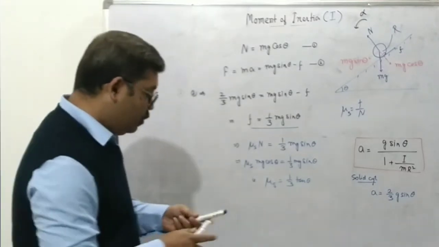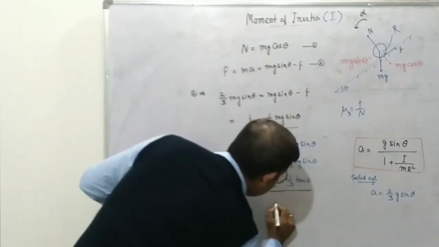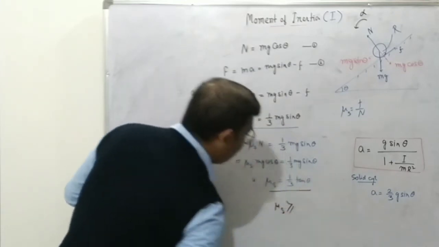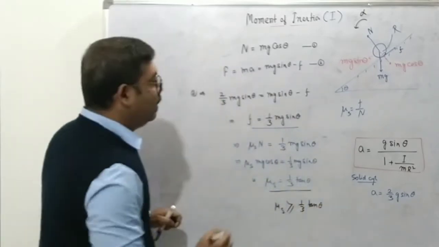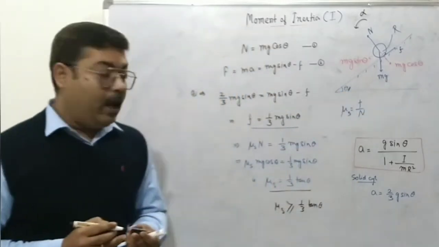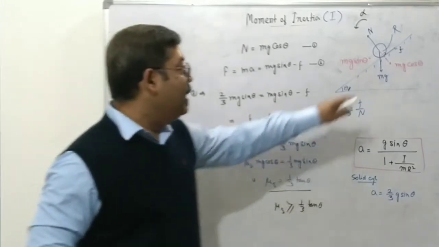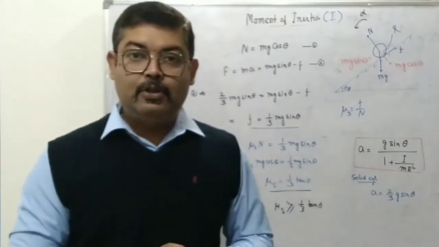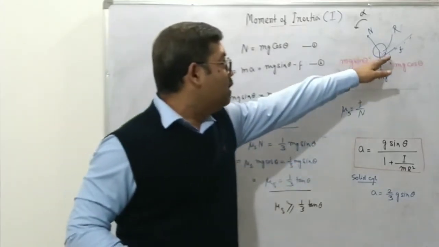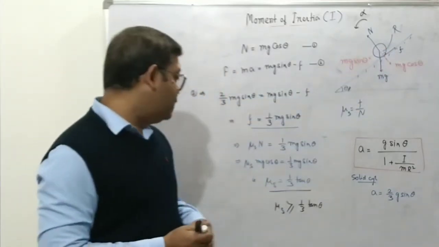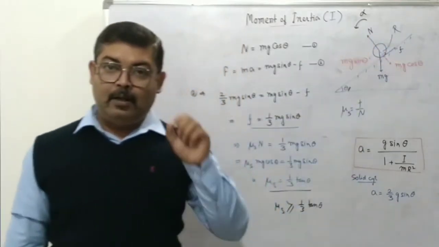So for the object not to slip, the coefficient of friction mu s must be greater than or equal to 1/3 tan theta, where theta is the inclination. If theta is such that 1/3 tan theta is greater than mu s, in that case the object will not be able to continue its pure rolling motion. It will have to slide down, as the limiting static friction, or in other words the frictional force, will not be sufficient to keep the object in pure rolling motion.